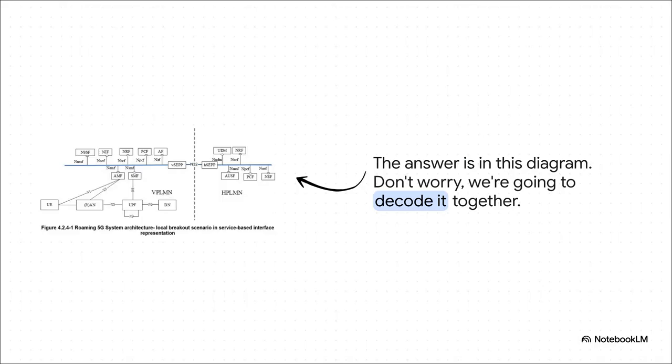Okay, so the secret is right here, in this diagram. And yeah, I know what you're thinking. It looks like a plate of spaghetti, just a total mess of lines and acronyms. But trust me on this. By the end of this explainer, this whole thing is going to make perfect sense. We're going to go from, well, this to total clarity together.